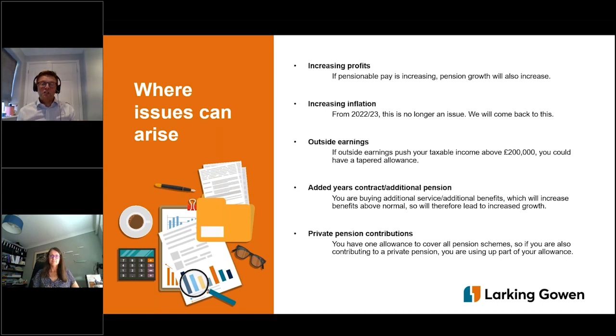The other thing that I touched upon previously is if you make private pension contributions. So the annual allowance that you are entitled to, whether it's the full amount or a tapered amount, it is the growth in your pension, NHS pension, together with any private pension contributions that you may make or any contributions that you pay through an employment where your employer makes contributions as well. So all of those have to be taken into consideration when calculating whether or not there is growth in excess of the annual allowance that you are entitled to.